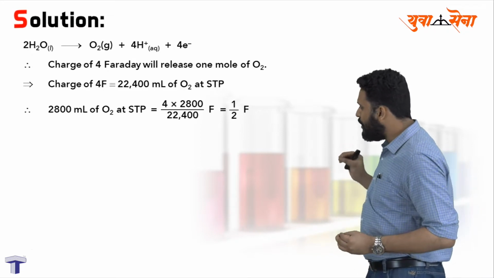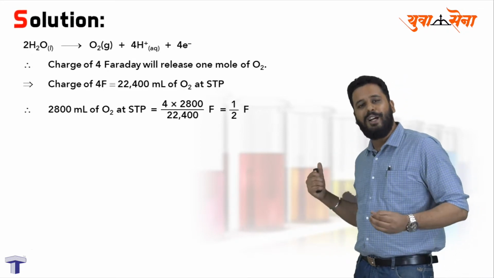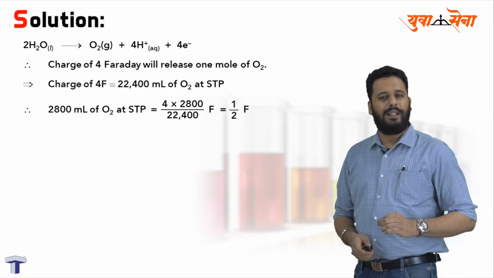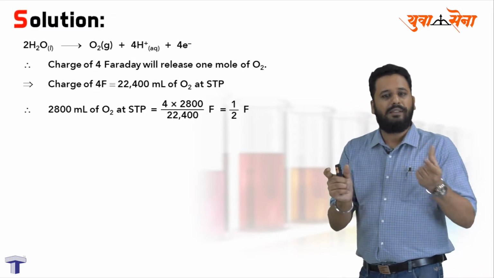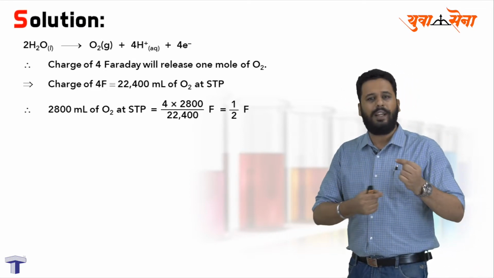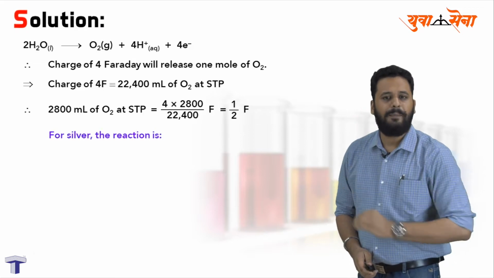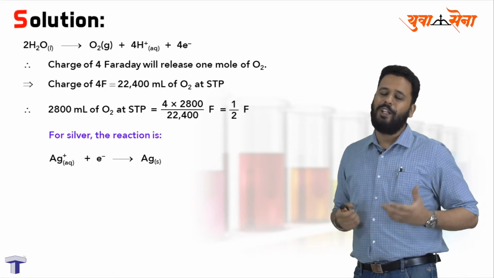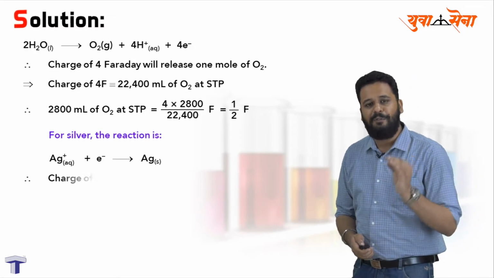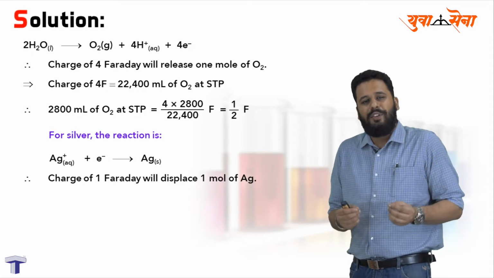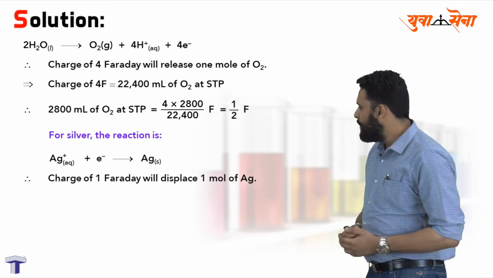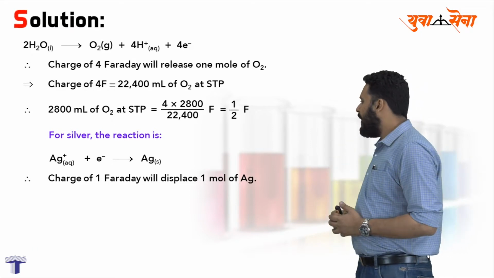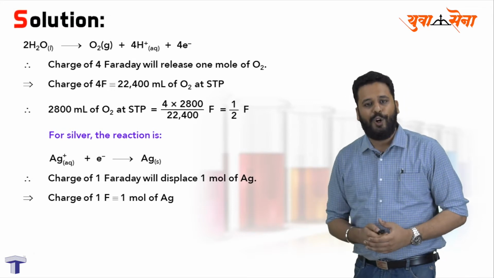Now that I have the charge, I know that this same charge will also displace silver. So quickly let's look at the ratio for silver, and see how many Faraday are needed for 1 mole of silver, and accordingly we can do the calculation. So for silver, the reaction will be Ag plus electron giving silver, which means that 1 mole of electron or 1 Faraday will displace 1 mole of silver. So this is what we can write: 1 Faraday charge displacing 1 mole of silver.